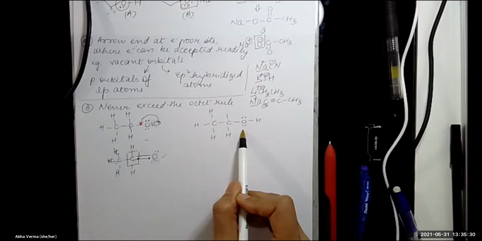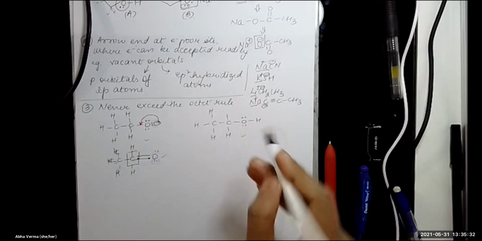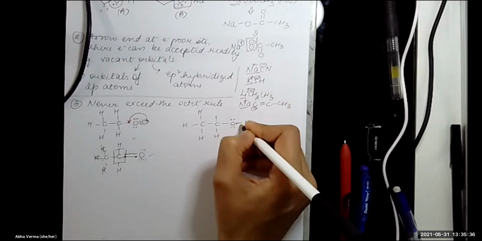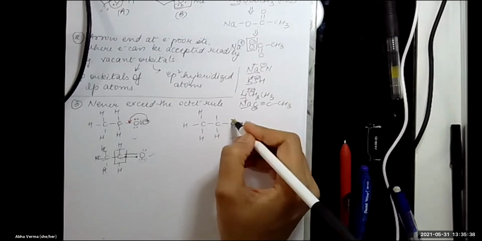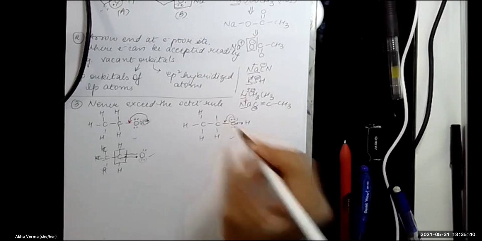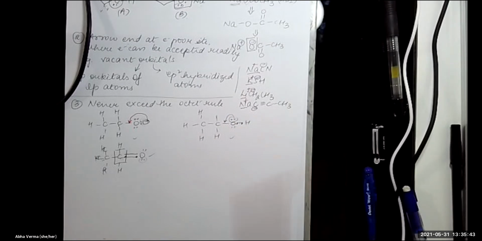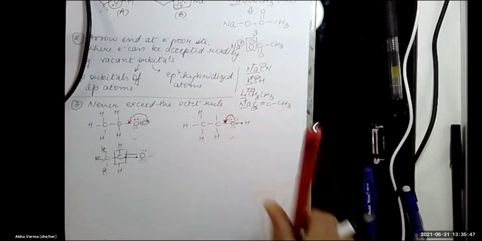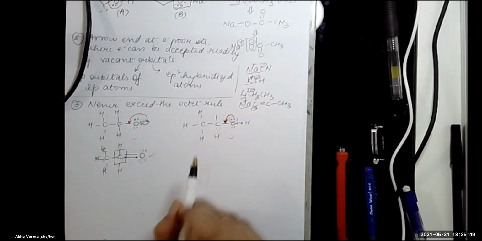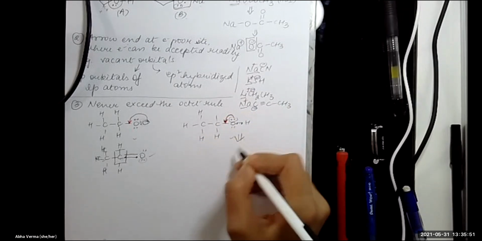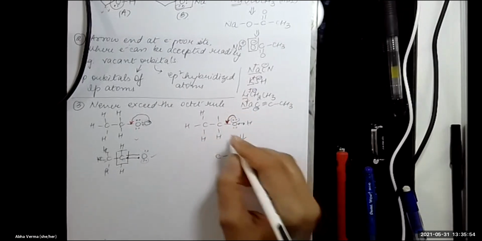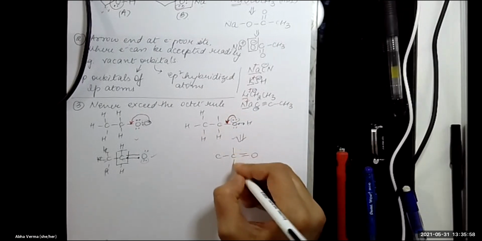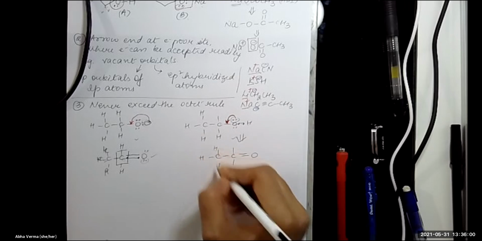What about this? In this particular case, let's say that I do take away electrons from this and make a new bond here. Let's say I do that. Okay, let me keep my curved arrow like this. Now what will I get? I will get another bond between carbon and oxygen, right?